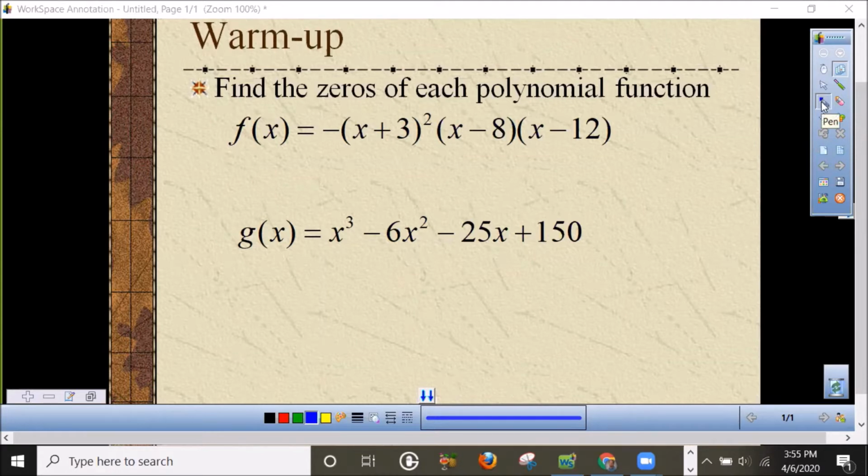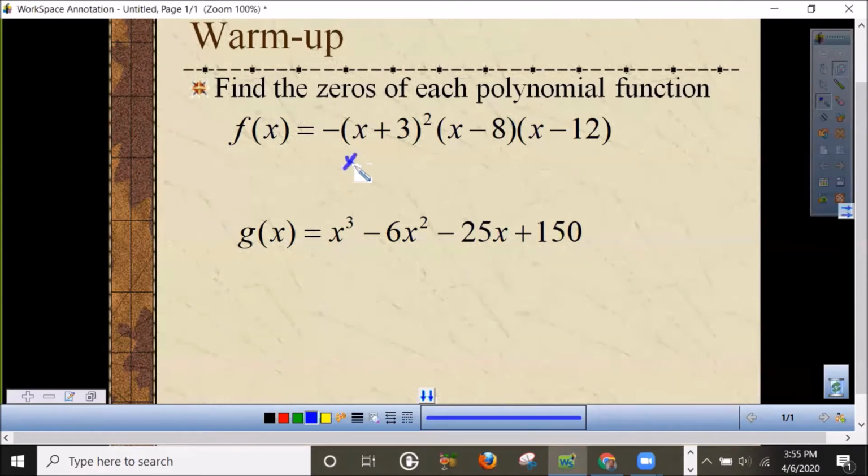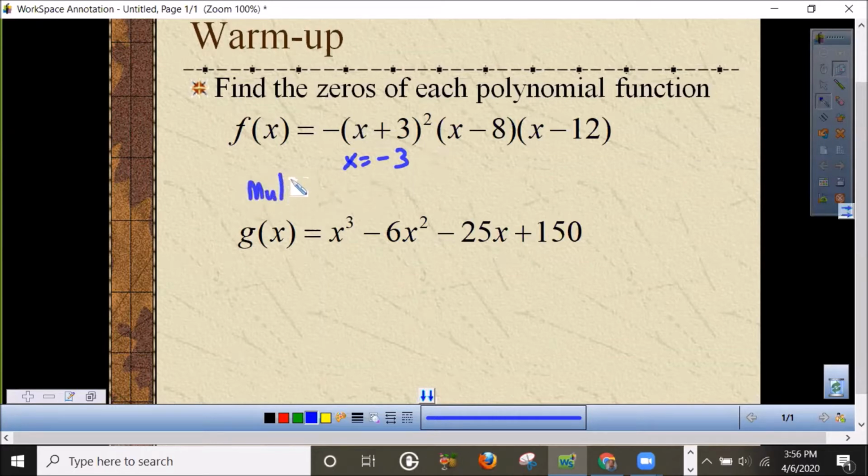For the function f of x, our first solution that we see is x equals -3. The factor of x plus 3 gives us that first solution. Now this factor does happen twice, so we could say that this solution has multiplicity 2.